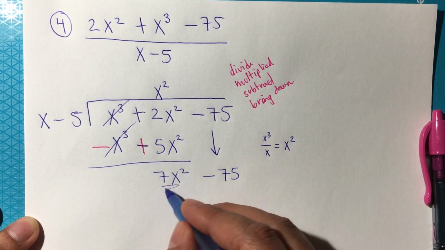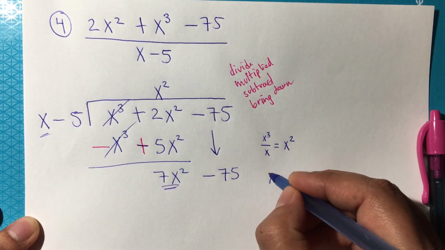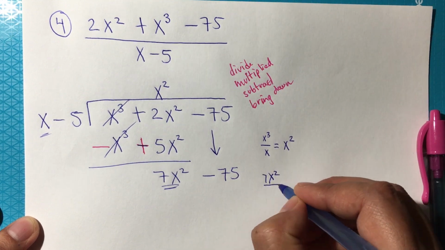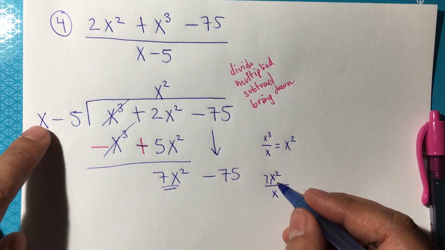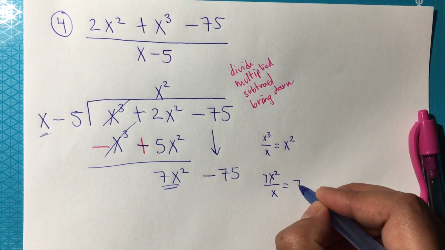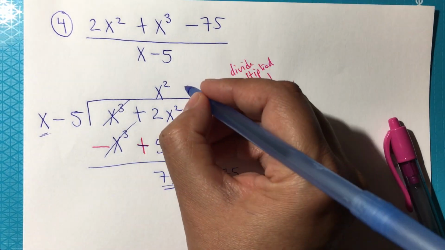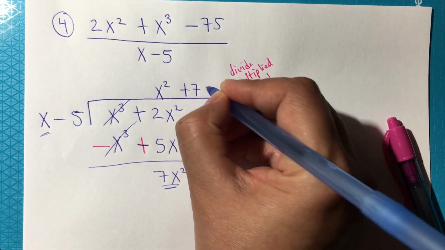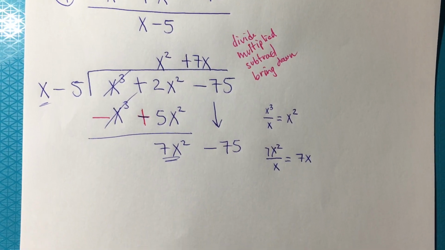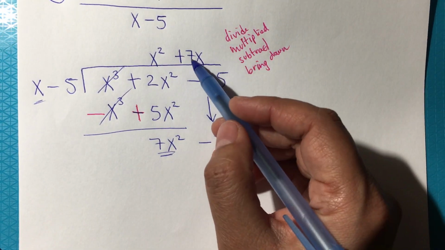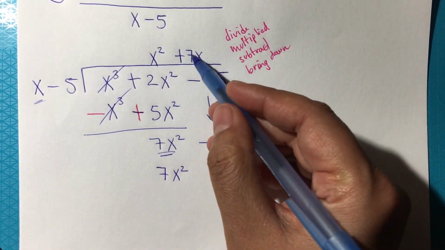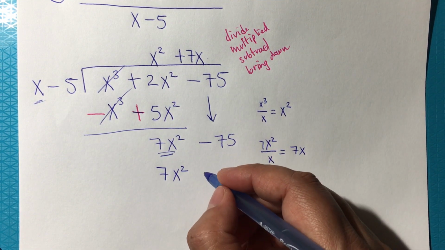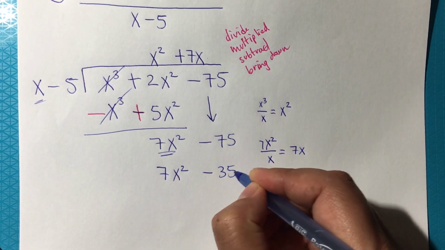And again, we divide the first one by the first one. So 7x squared divided by x gives us 7x. I put it in here. Now I divide it. Now let's multiply. 7x times x is 7x squared. 7x times negative 5 is negative 35x.